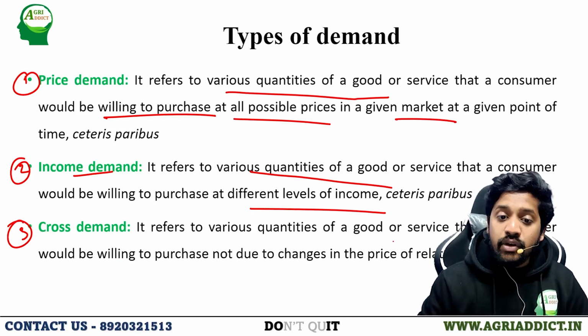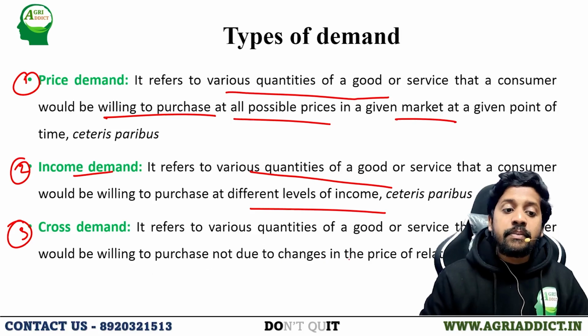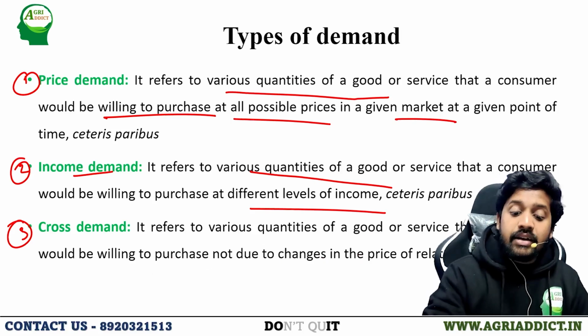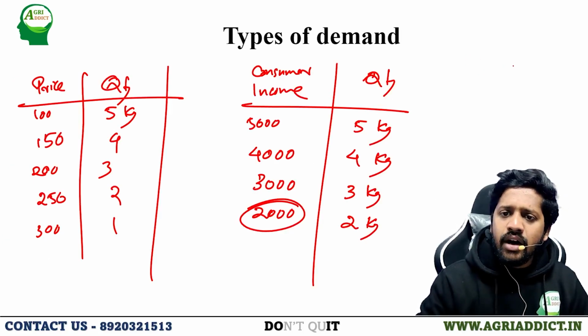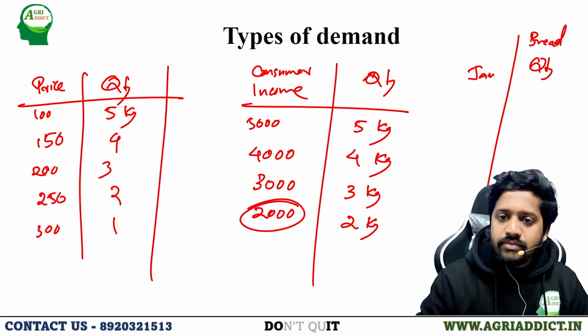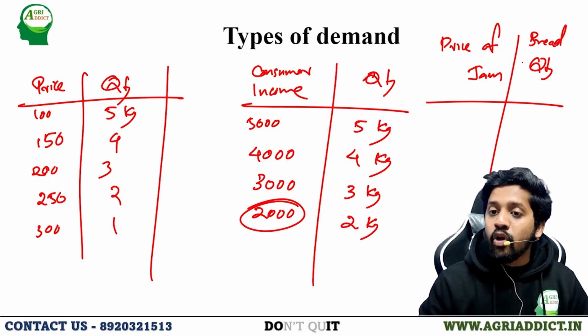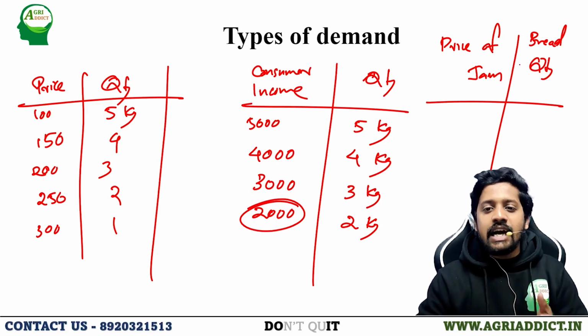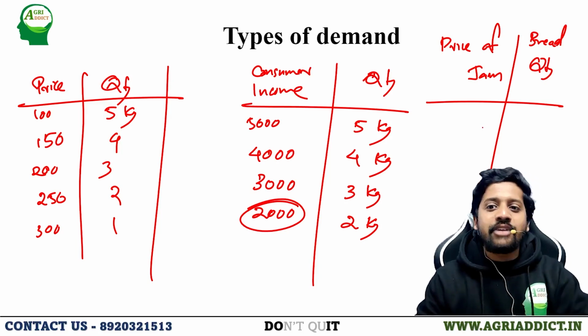What is cross demand? It refers to various quantities of a good or service that a consumer would be willing to purchase, not due to the change in the price of the commodity itself, but due to the change in the price of related commodities. If I am going to purchase some bread, my quantity will depend upon the price of the jam, because they are complements. If I am going to purchase some bread, the jam is also needed, so the price of the jam will also affect the demand for the bread.